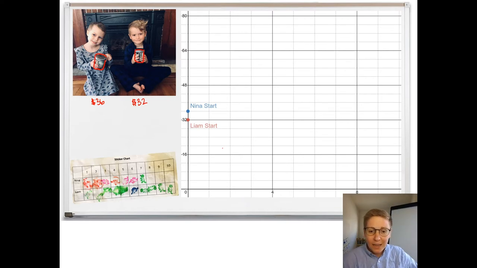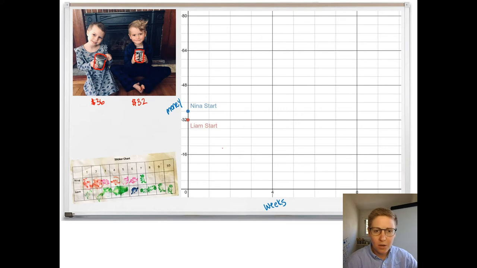So Nina, let's say she wants to spend money. So this is the number of weeks, and this would be the amount of money they have in their jar. So if Nina's going to spend money, let's say that she buys little things here and there, and she spends at a fairly constant rate. Let's say that she spends $4 a week.